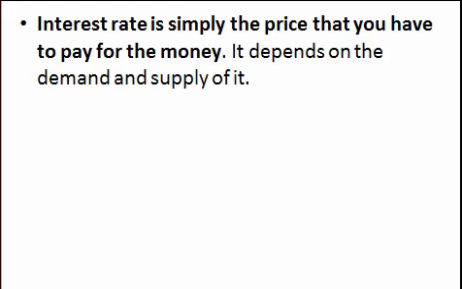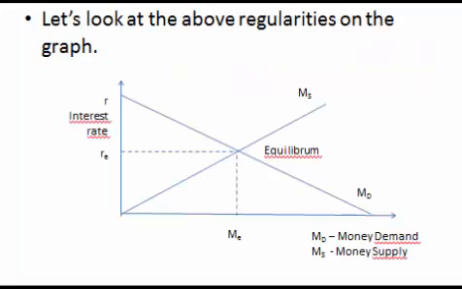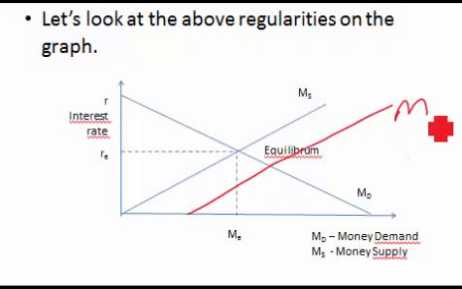Interest rates. Interest rate is simply the price that you have to pay for the money. It depends on the demand and supply of it. Let's look at the above regularities on the graph. If supply of money increases, with all other conditions being equal, then the interest rate decreases.